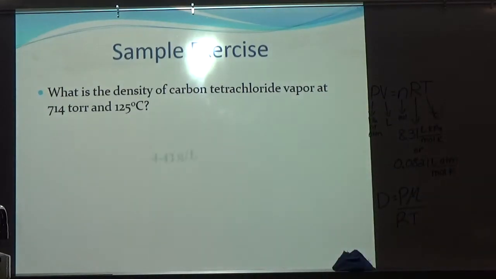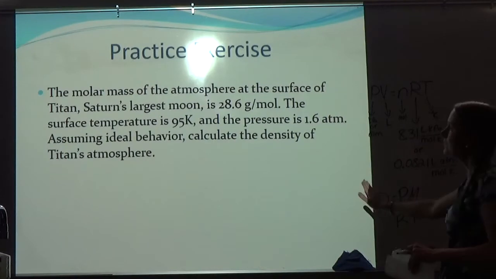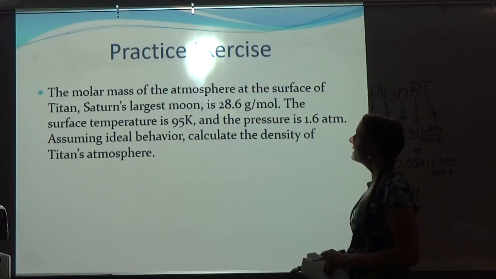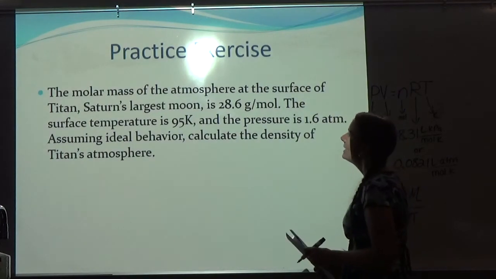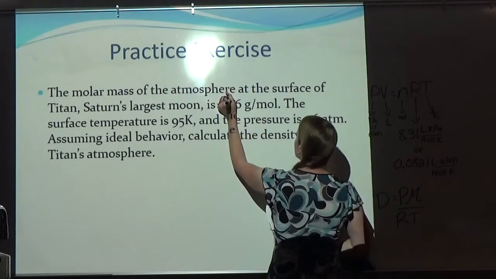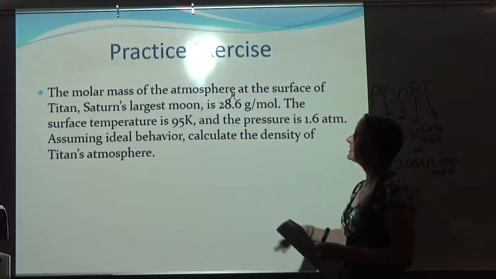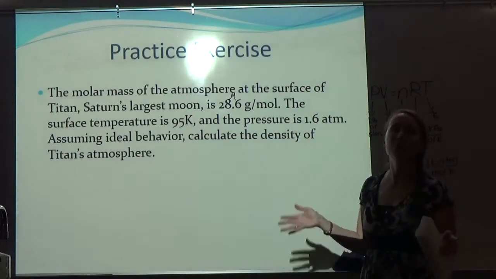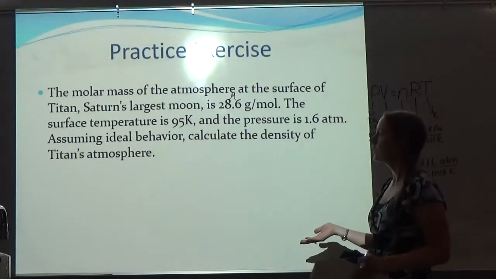All right, so pause the video, try this one. I'll assume you've done that, and now let's look at it together. So it says the molar mass of the atmosphere at the surface of Titan, Saturn's largest moon, is 28.6 grams per mole. So this time they gave me the molar mass because, of course, the atmosphere of Titan is most likely a mixture, so we wouldn't be able to calculate it on our own.